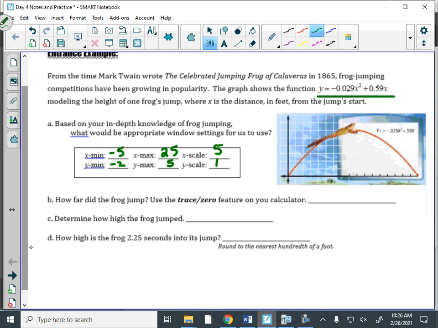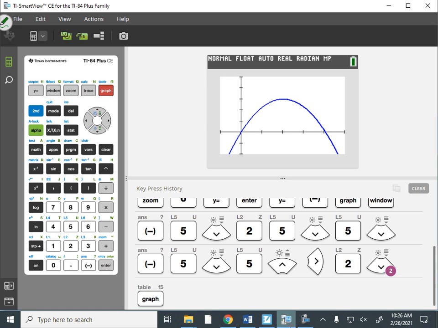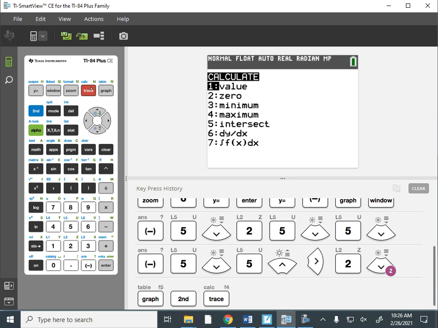How far did the frog jump? So to figure out how far the frog jumped, we need to figure out where it landed. And here's where it landed. So if we can figure out where the frog landed, we can figure out how far it jumped, right? So to do that, we're going to use that zero tool. So I'm going to hit second, trace, zero.